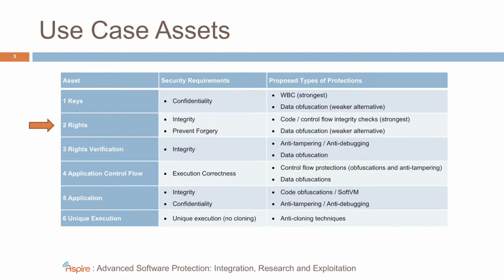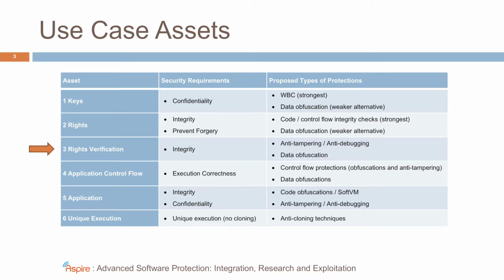In the plugins, one of the assets that are protected are rights. And of course, we should safeguard the integrity of the rights, and we should prevent forgery. And to protect them, we propose to use all kinds of integrity protections for code and control flow. The rights are actually verified, and the right verification should happen correctly, so we have to preserve its integrity. For that, we want to rely on anti-tampering techniques such as code guards and remote attestation, and also anti-debugging techniques.